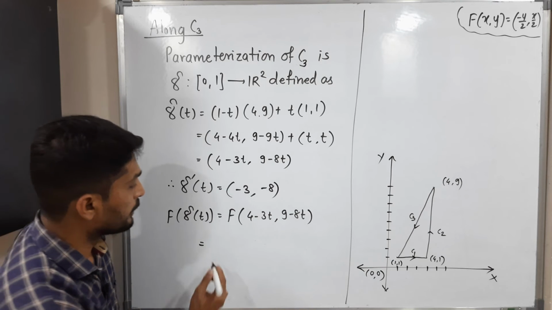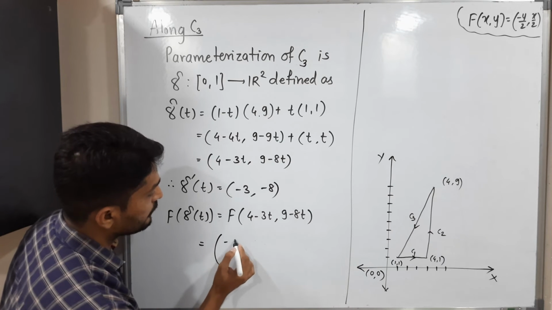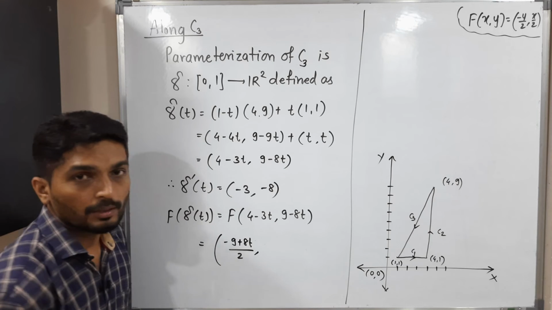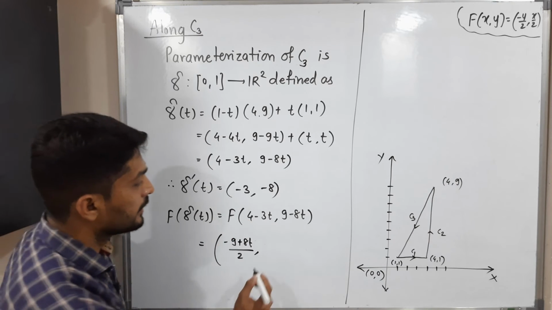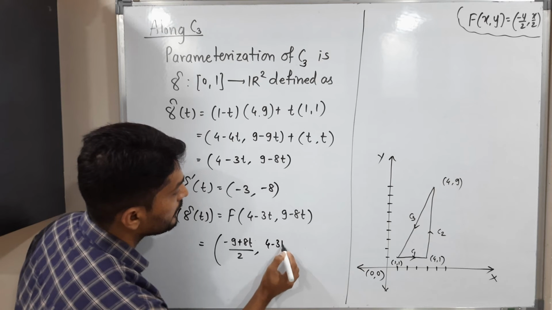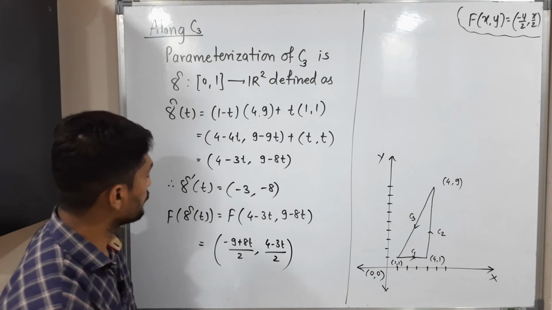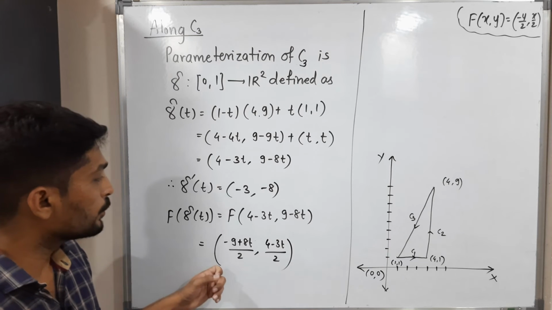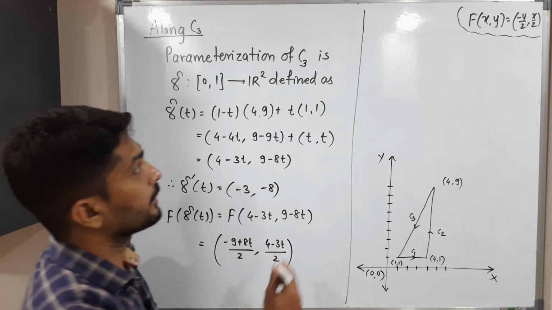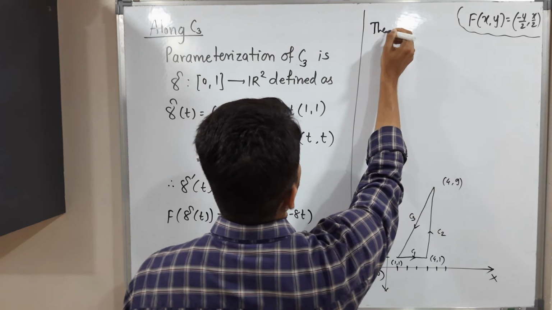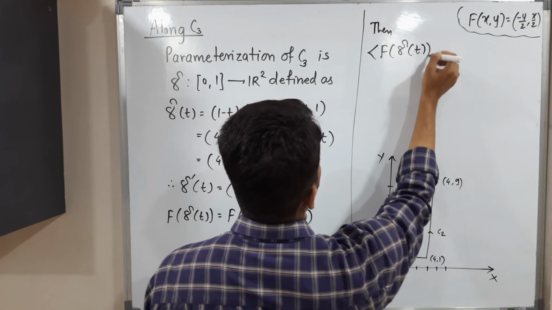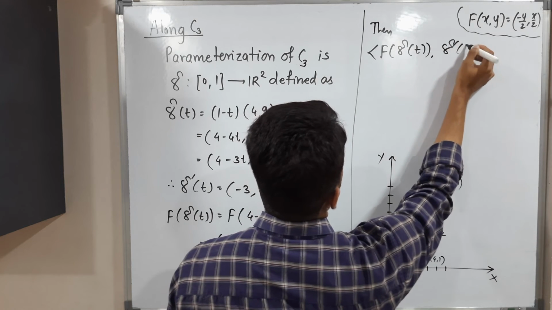So minus y by 2. So I should write minus sign first. Minus (9 minus 8t) divided by 2, and x by 2. This is my x. So (4 minus 3t) by 2. Okay, so f of gamma of t. After that, we are interested to know its inner product. Then let me find it here. Inner product of f of gamma of t comma gamma dash of t, right?